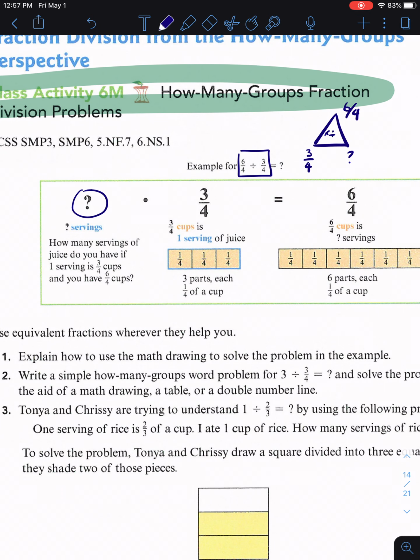So we have a multiplication, and if we're looking at it as how many groups, then we don't know how many groups. We know there are 3/4 cups in each serving of juice, and that in total we're going to get 6/4 cups. All right, so we want to know how many servings there are. So how many groups of 3/4 do I need to get 6/4?